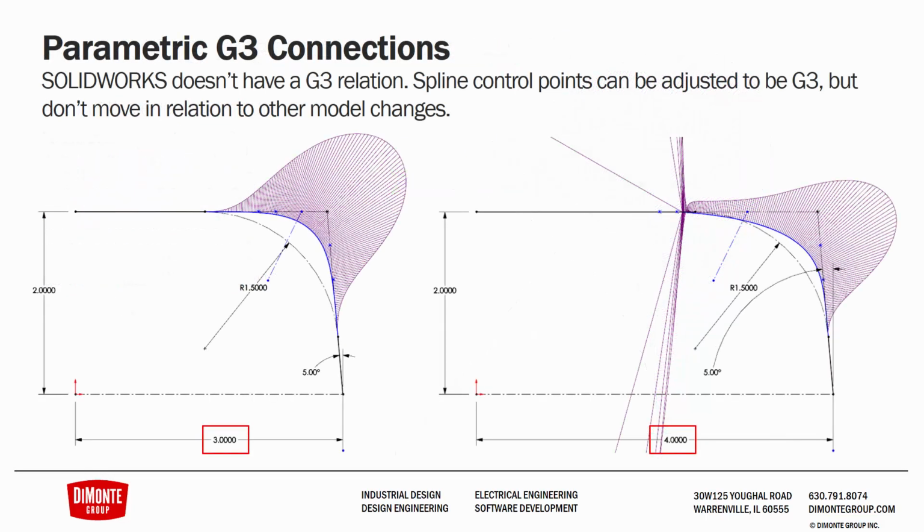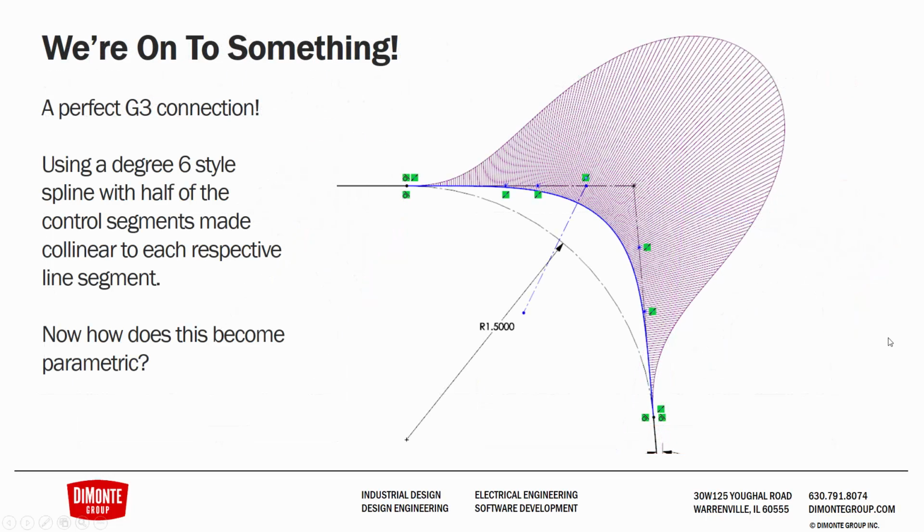But what we can do is instead of using the tangent or equal curvature relation, we can manually set this up. And the way we do that is by making the control lines of the style spline collinear to the line segment we're attempting to bridge between. Now, this ultimately isn't parametric enough because as we make dimensional edits, here we see that the spline points stay in their original point in space. So we need some way of controlling that degree of freedom.